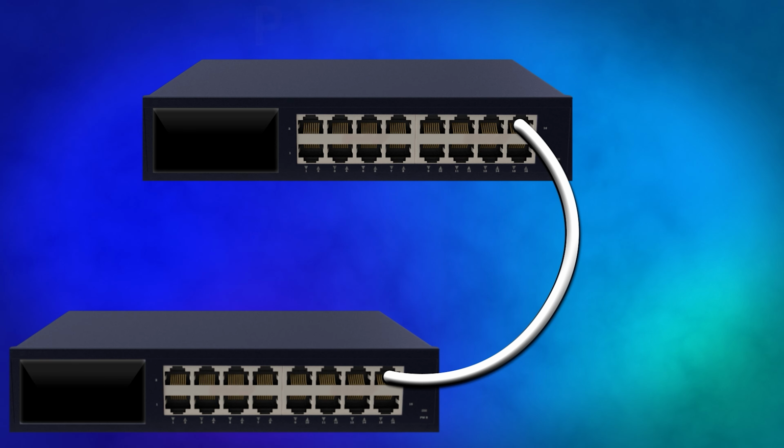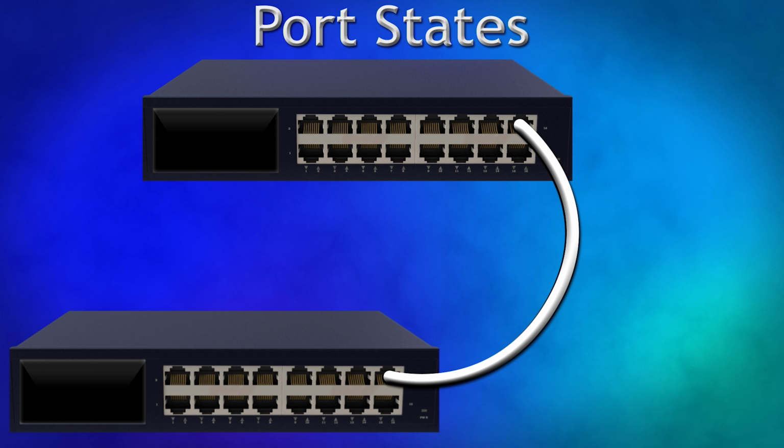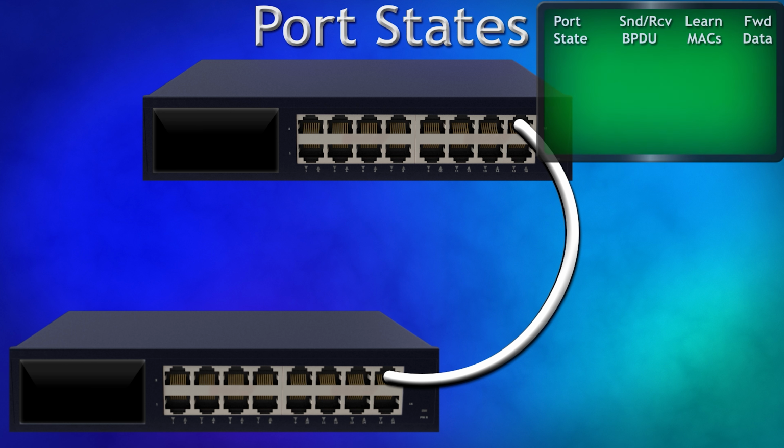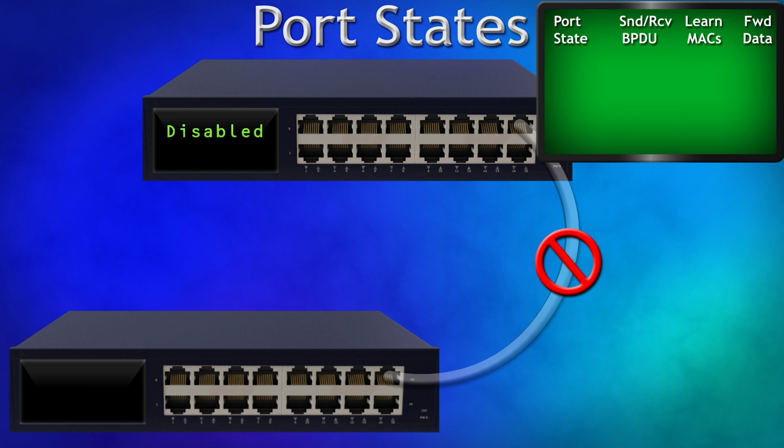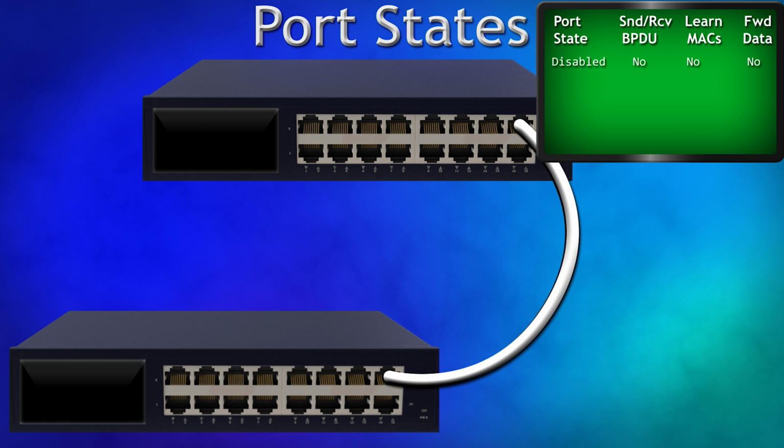Now let's talk about spanning tree port states. You can think of these port states as the different phases of spanning tree. One of the states is disabled. That just means the port is shut down or STP is turned off. It's not even part of the spanning tree. STP completely ignores it.